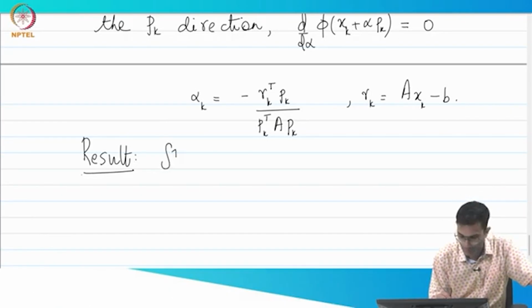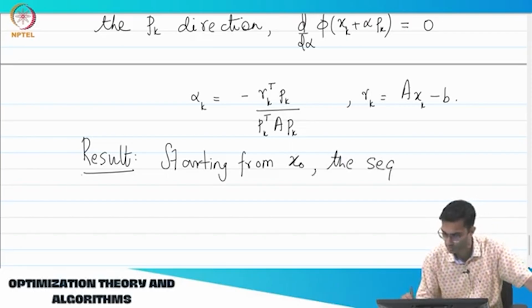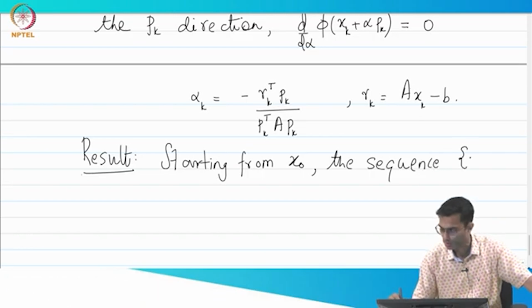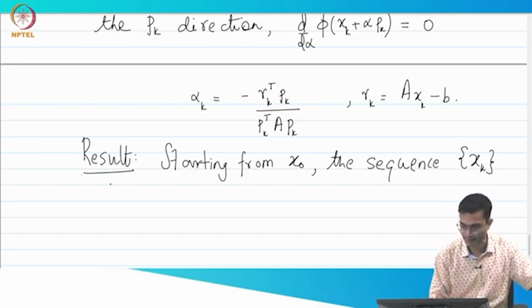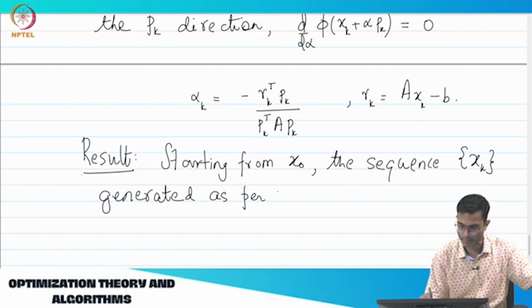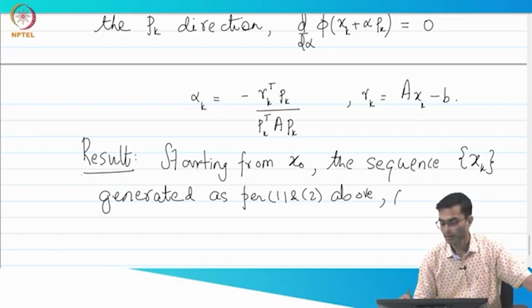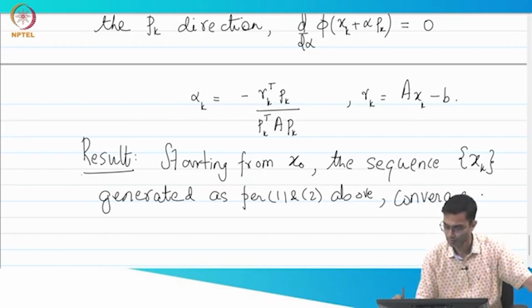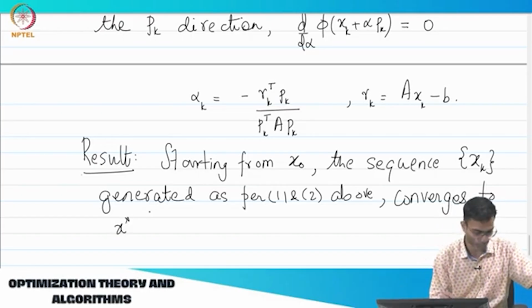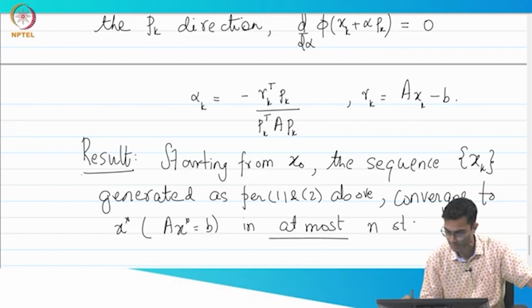Starting from, let's say, x0, the sequence xk generated as per 1 and 2 above converges to the stationary point in at most n steps.